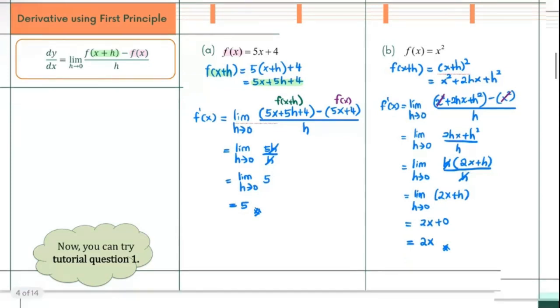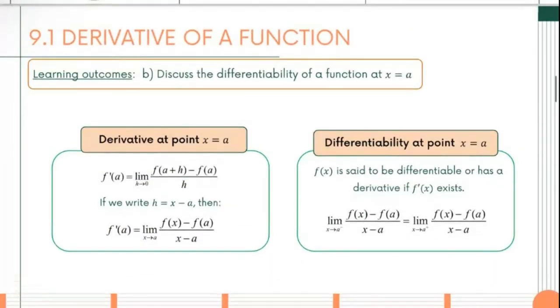So next, I'm going to move on to the second learning outcome, which is discuss the differentiability of our function at x equals to a. Okay, differentiability of a function, dia ada kaitan dengan continuity. Okay, bukan, dia ada kaitan dengan existence lah sebenarnya differentiability ni. Syarat dia adalah the limit as x approaching a from the left, dia mestilah sama dengan x approaching a from the right. Lepas tu baru dia adalah differentiable. Okay, so dia akan guna pakai this one.